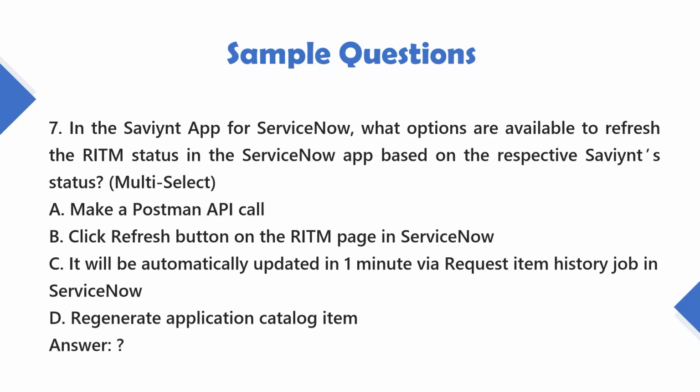7. In the Saviynt app for ServiceNow, what options are available to refresh the RITM status in the ServiceNow app based on the respective Saviynt status? Multi-select. A. Make a Postman API call. B. Click Refresh button on the RITM page in ServiceNow. C. It will be automatically updated in 1 minute via Request Item History Job in ServiceNow. D. Regenerate Application Catalog Item.